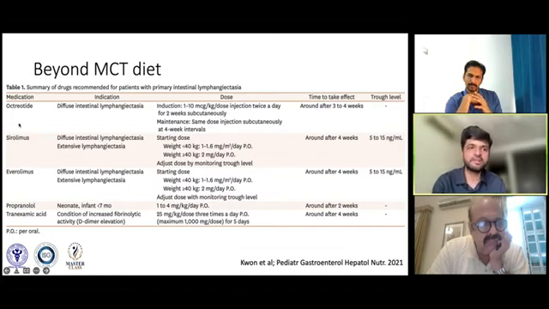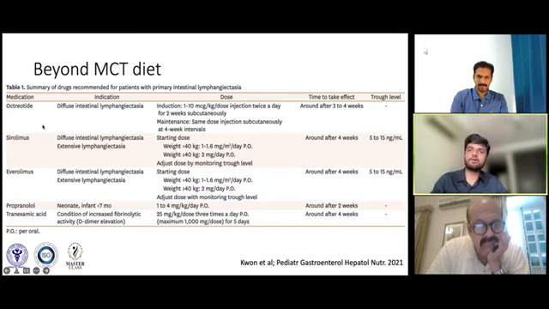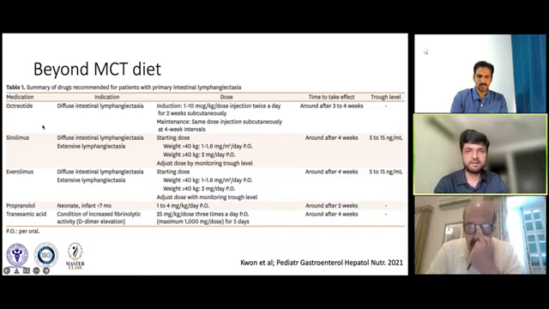For example, the most commonly used drug here is octreotide, which can be used in diffuse intestinal lymphangiectasia. And the idea here is that while octreotide has many mechanisms, the most important is slowing the gut motility sufficiently so that food gets time to absorb, and the lymphatic leak is somehow counterbalanced by the amount of food absorbed by other pathways. The induction and maintenance dose could be very simple, 4 weekly subcutaneous injections, and it takes effect very soon, and most patients can be maintained on octreotide.